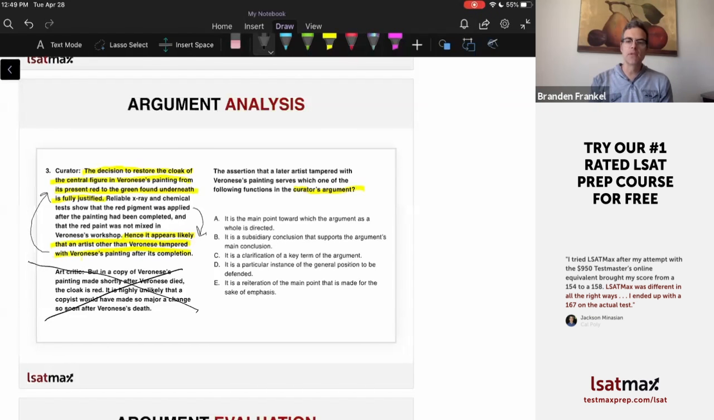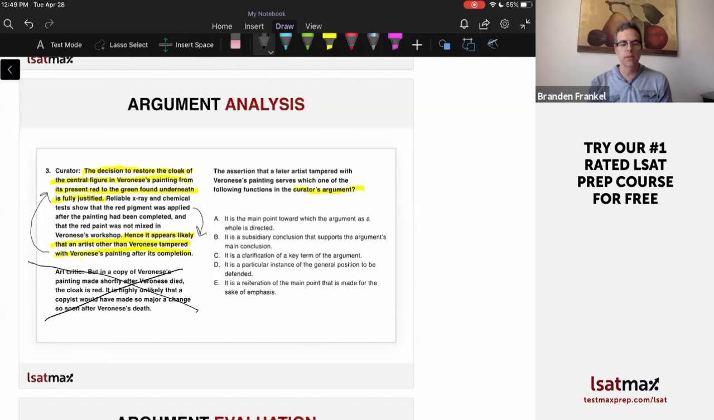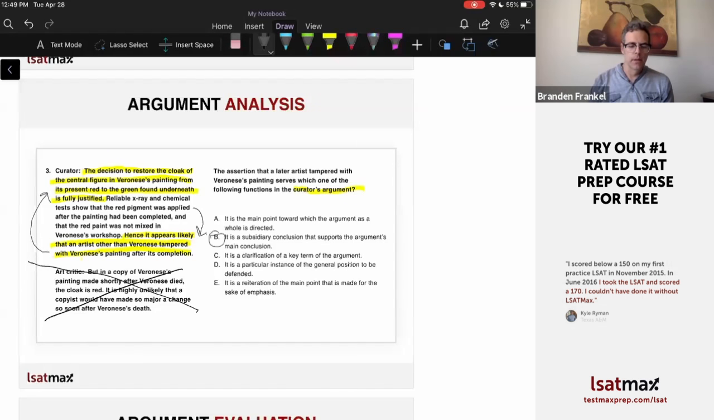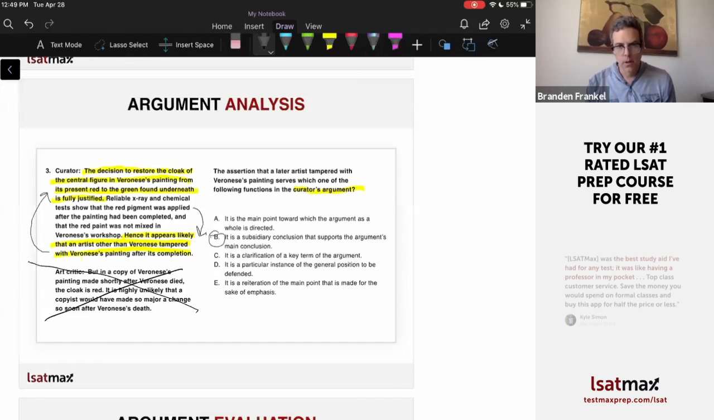Because this statement is both supported by another statement in the stimulus and provides support for another statement in the stimulus, it is a subsidiary conclusion. B is the right answer. I think I saw somebody ask about D.